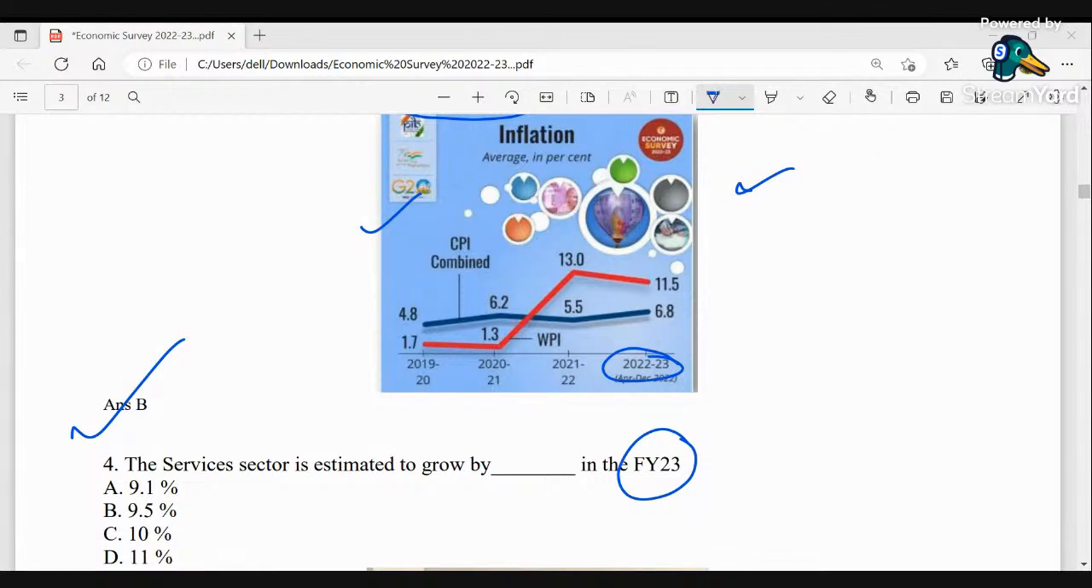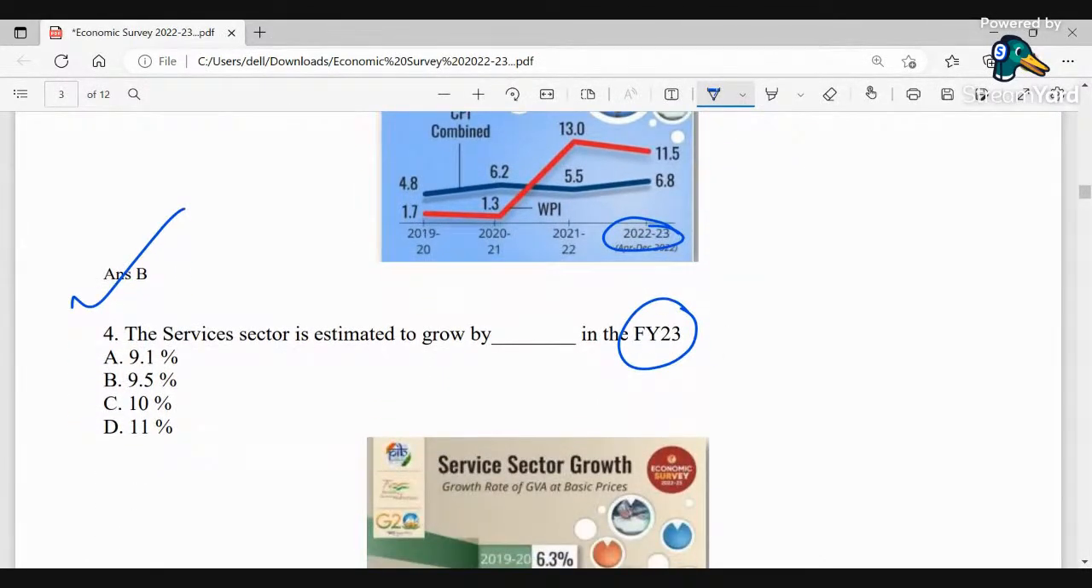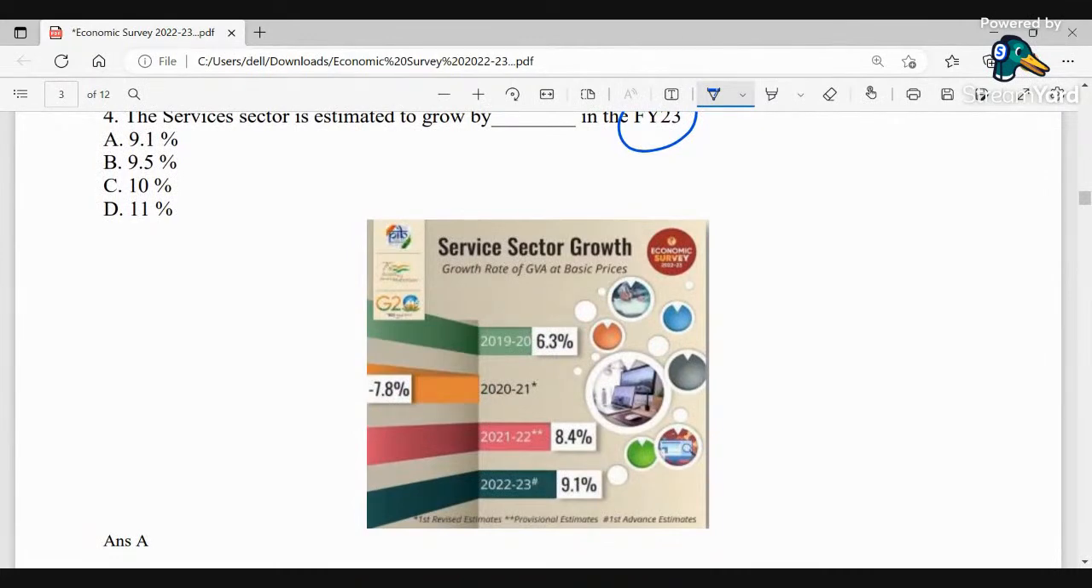Anyone with the correct answer? Question number 4. The service sector is estimated to grow by what percentage in financial year 23? 4A. Okay. So everyone is going with the A option? Okay. Fine. So here you can see the term.